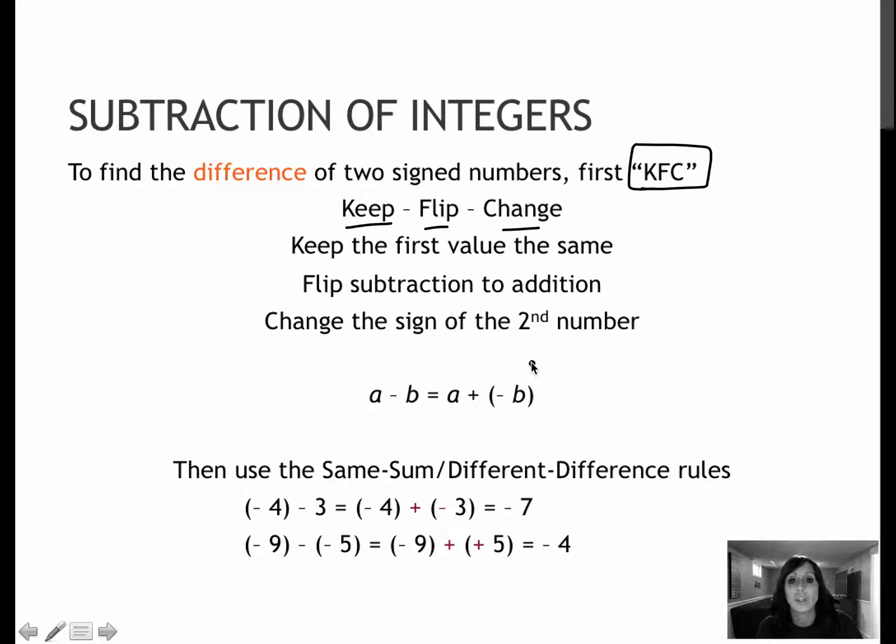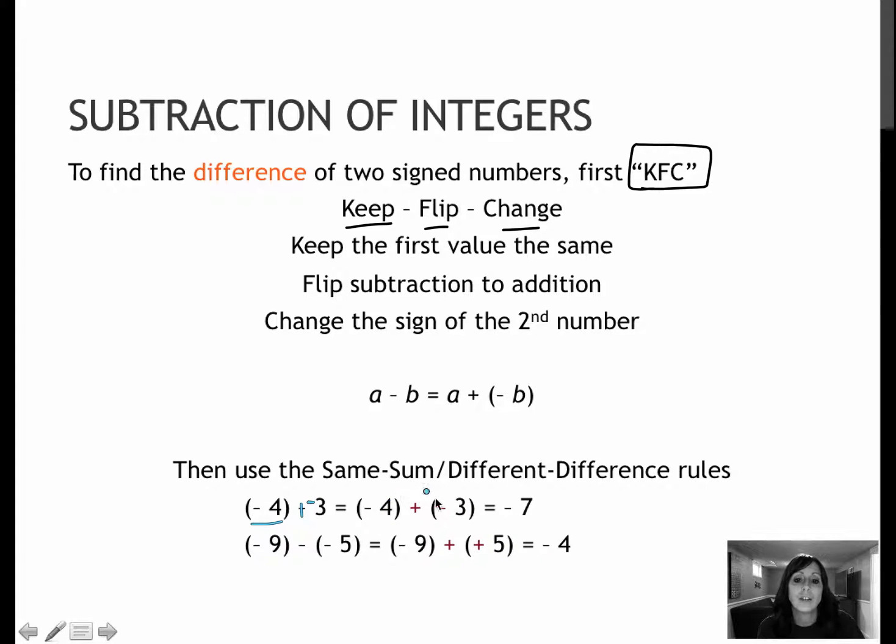You might have also heard leave, change, opposite, or often you'll hear me call it ching ching to help me remember that there's two changes happening. So for instance, I have -4 minus 3. If I use my KFC rule, I'm going to keep -4, flip that minus to plus, and change the 3 to negative, as you can see here.